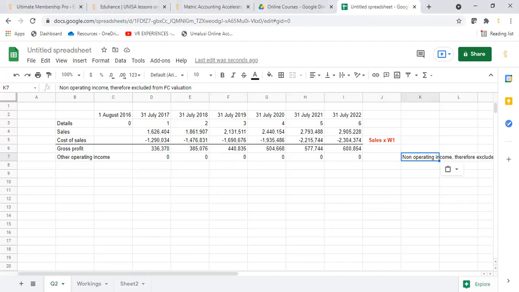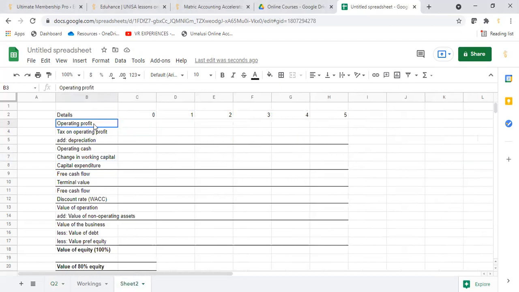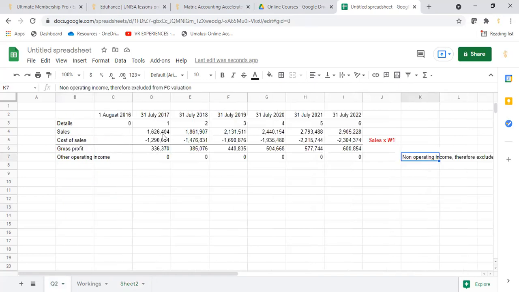So remember, the free cash flow only takes into account operational income. Operational income refers to income that forms part of your normal business. Now, rental is not part of your normal business. So therefore, that is considered non-operational income. It's more of an investment income. So that is why we exclude it from the free cash flow, because the free cash flow is calculating the value of operations. Your operations is your normal business, your core business. The renting out of the property is not your core business, so therefore it can't be included in the valuation. Does that answer your question?